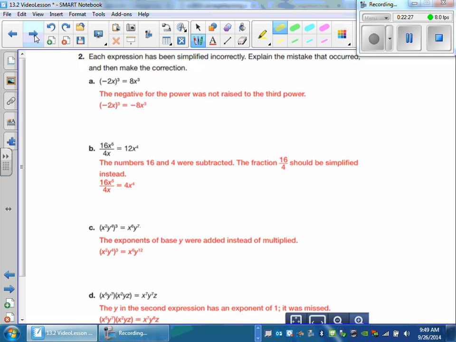So again, talk it out with your group. Make sure you guys know what's going on. Think back to those 3 rules that we just came up with today. If you are multiplying your bases, you add your exponents. If you're taking a power to a power, you multiply your exponents. And lastly, if you're dividing your bases, you subtract your exponents. So those are the 3 rules or the 3 goals we were trying to hit today.